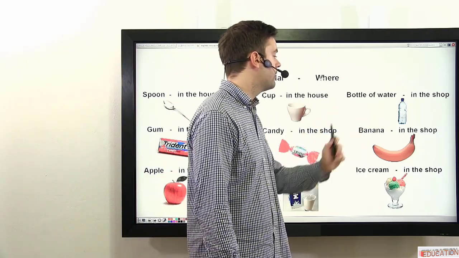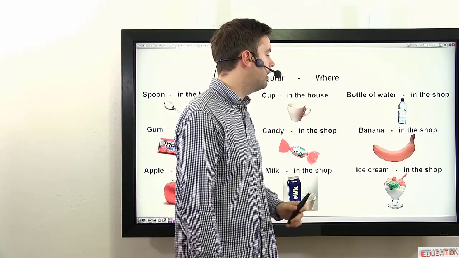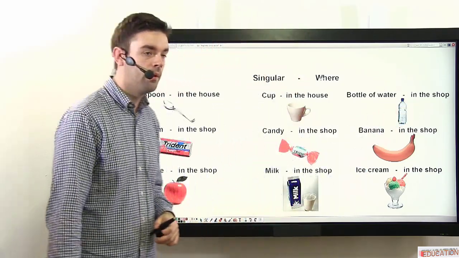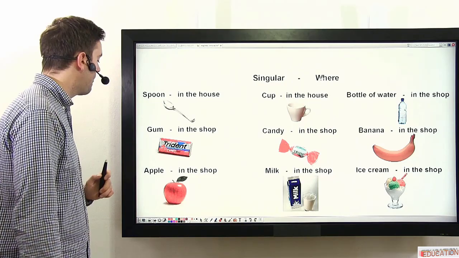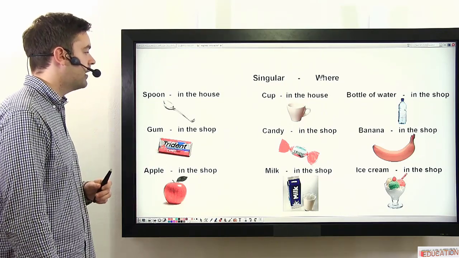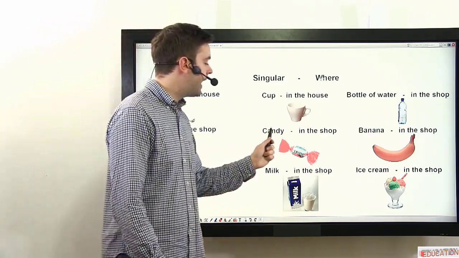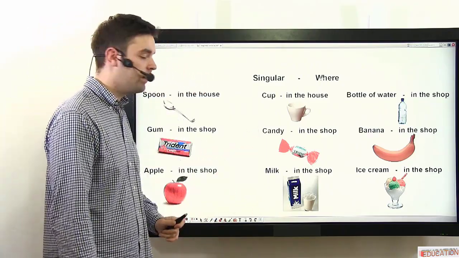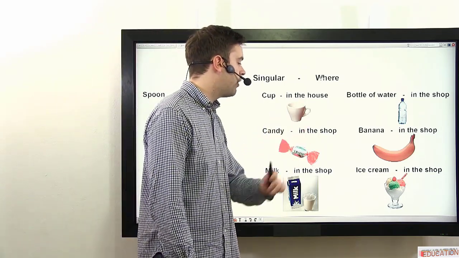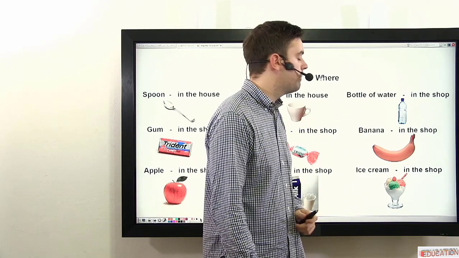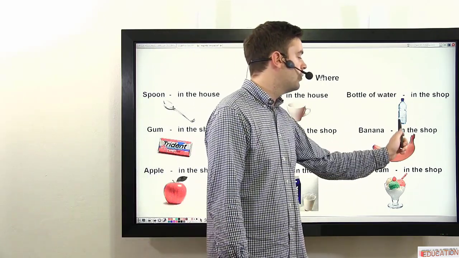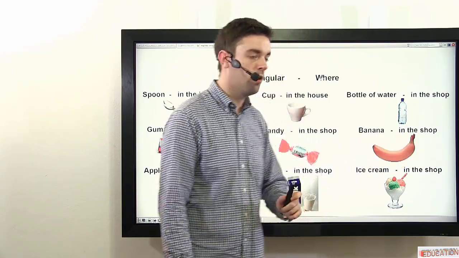Bottle of water, B-O-T-T-L-E, bottle. We find that in the shop. Gum, G-U-M, gum. We find that in the shop. Candy, C-A-N-D-Y, candy. We find that in the shop. Banana, B-A-N-A-N-A, banana. We find that in the shop.